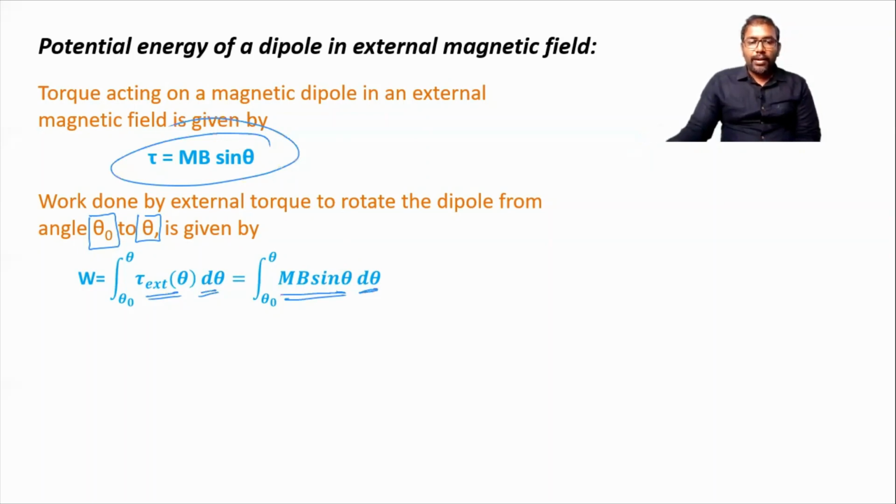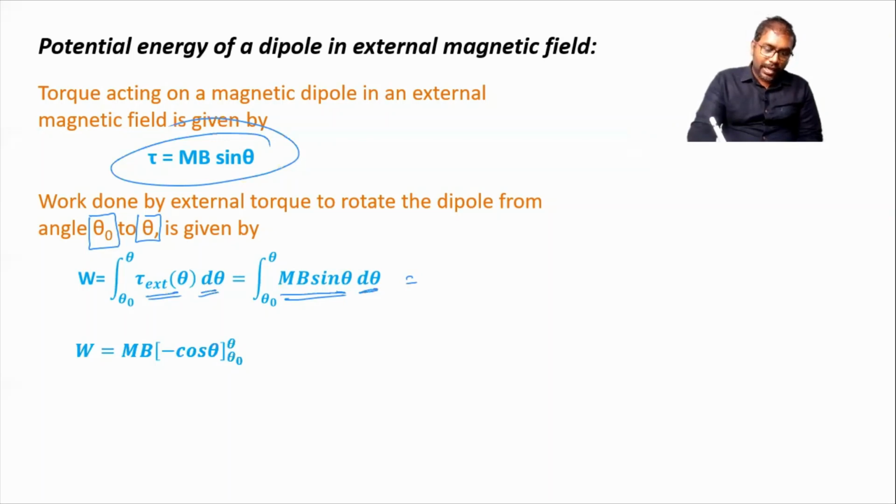Now let me take the constant outside. This m and b is a constant, both. Then theta 0 to theta, this sin theta d theta. The integration of sin theta d theta is minus cos theta. So here I have written minus cos, then within the limit theta 0 to theta.